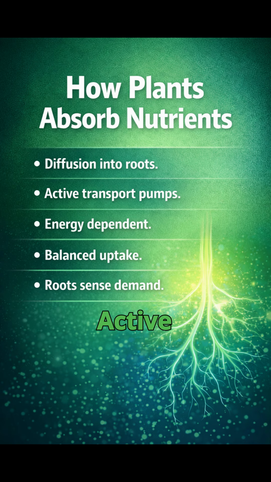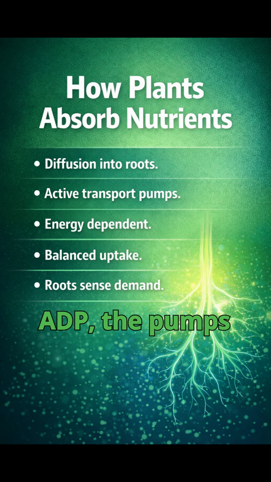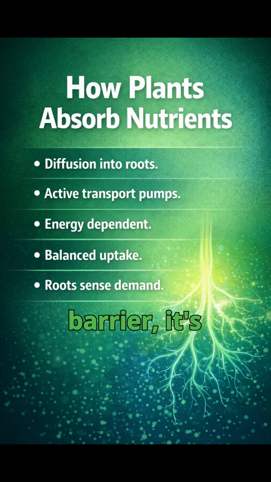Active transport is why roots need oxygen. Without oxygen, they can't produce ATP. Without ATP, the pumps don't work. Nutrient uptake stops. The root membrane is not a simple barrier. It's a highly selective interface. Some nutrients move freely. Others require specific transport proteins.